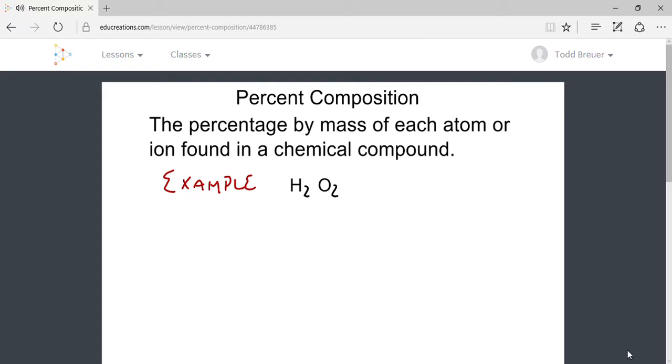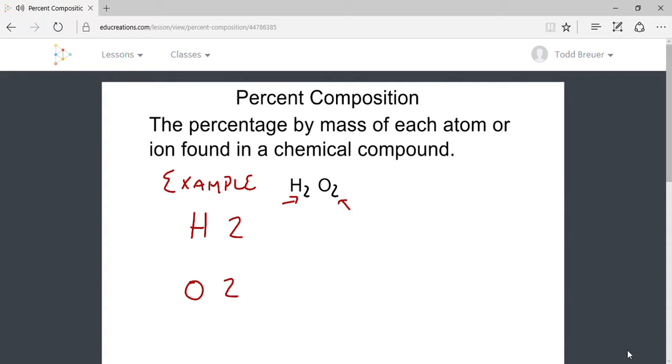The first thing to do would be to consider the elements that make up the compound. In this case, we have the elements hydrogen and oxygen. Next, we look at the quantity of each. There are 2 hydrogen and 2 oxygen, described by the subscripts, or the small numbers in the formula.